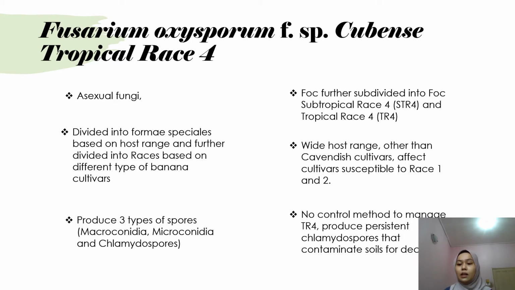Other than infecting Cavendish cultivars, it can also infect other cultivars that are susceptible to race 1 and also race 2. As I said earlier, there is no control method to manage TR4 as it produces persistent chlamydospores that contaminate the soil for decades.